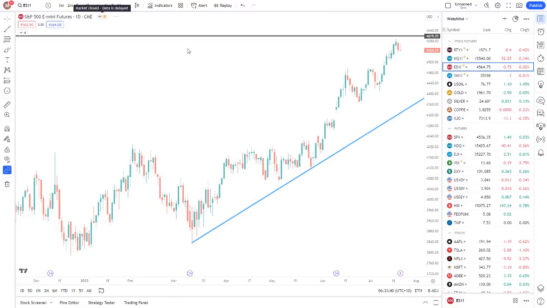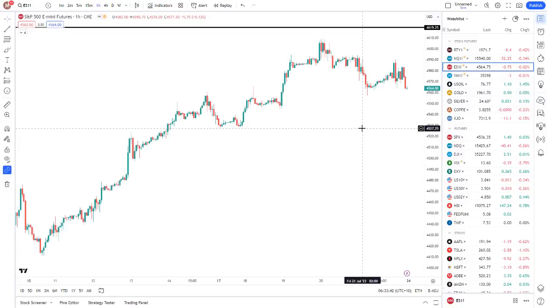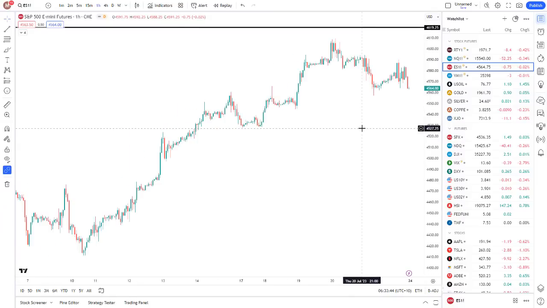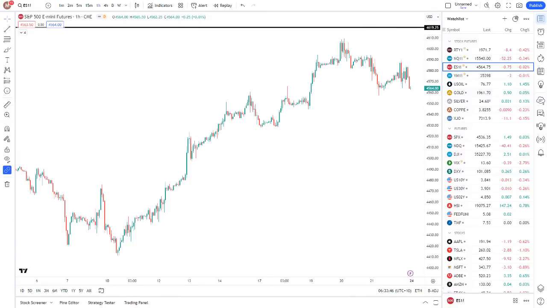Now, if I go down and have a look at the hourly charts, we can see the hourly chart is starting to slowly roll over as well. So we can see here on the S&P 500, we're rolling over. We've got a possible, is this a head and shoulders formation? A big head and shoulders formation across the hourly charts.